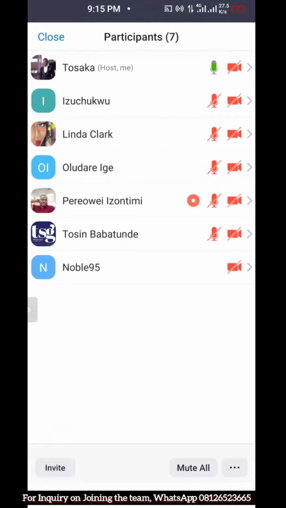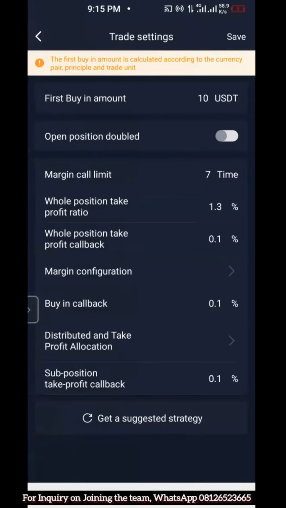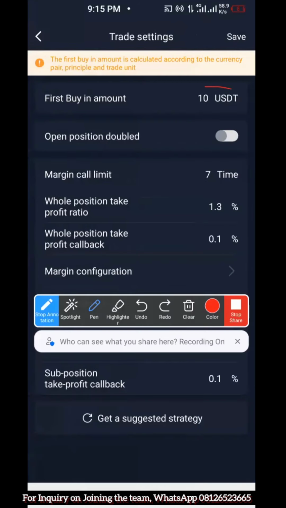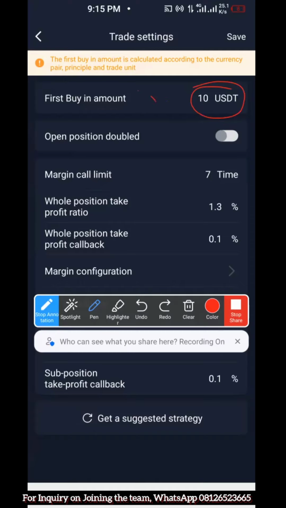All right, so I'm just going to take it back slightly. Now, remember, this is our first buying amount. First buying amount is 10. Anything you tell the robot to do will be done in multiples of 10. So that's very simple. Whenever the trade wants to start, it's going to start with $10. So it's better to start with something small than to start with a huge amount. So that's why I always prefer using 10.